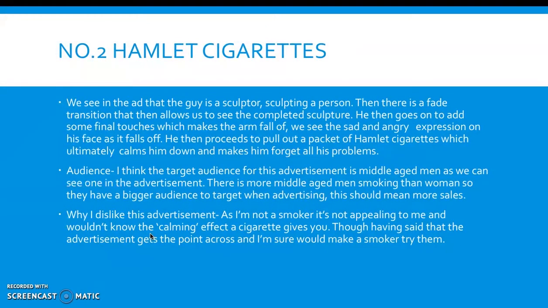For the second one, I've chosen the Hamlet cigarettes. We see in the ad that the guy is a sculptor sculpting a person. Then there is a fade transition, and then it allows us to see the completed sculpture. He then goes on to add some final touches, which makes the arm fall off. We see the sad and angry expression on his face as it falls off. Then he proceeds to pull out a packet of Hamlet cigarettes, which ultimately calms him down and makes him forget all his problems.